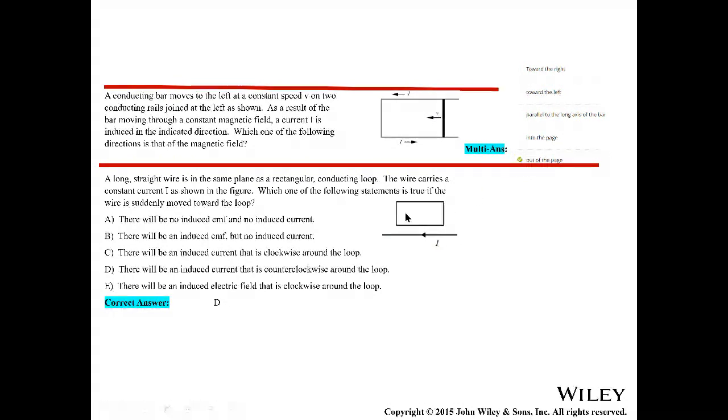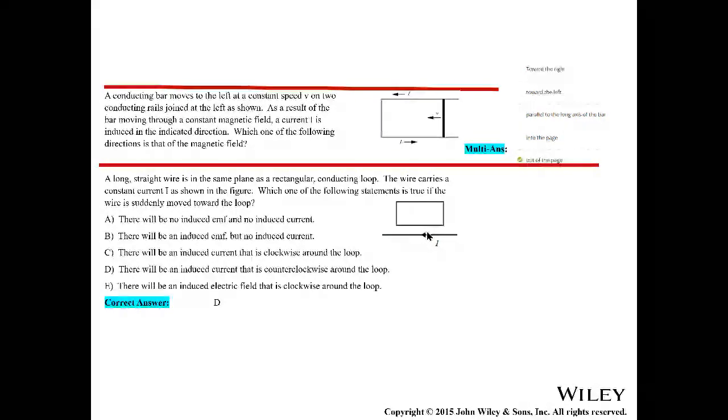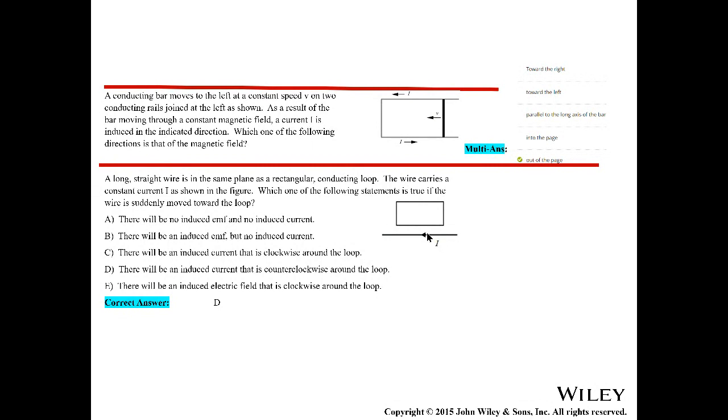Now, this is another question which involves a loop again, but you already have a current flowing this way, and the loop was just there. But then it says you did something. Suddenly, the wire is moved closer to the loop. All of a sudden, I don't know why, maybe your sibling or your kid started to play around with my wire, and you move this closer.